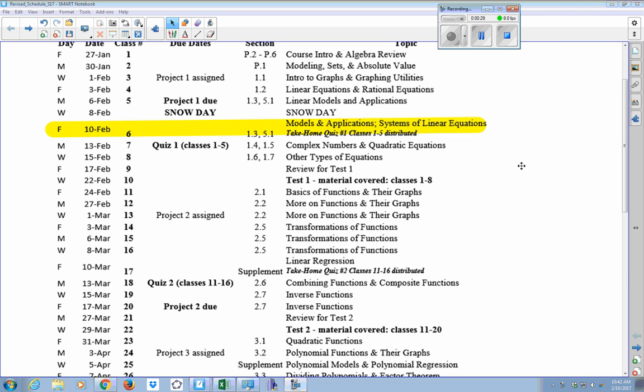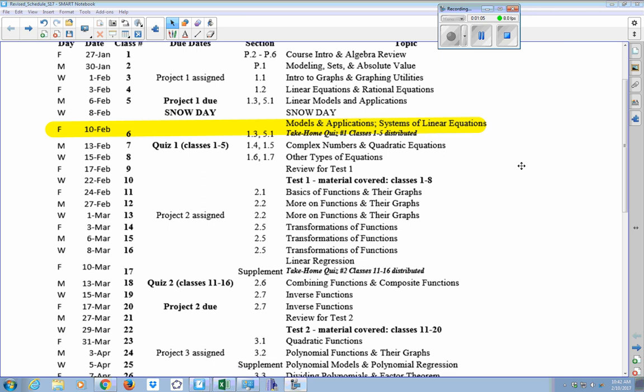I will be distributing the take-home quiz at the end of class, and that's due on Monday. Note that Monday and Wednesday next week will be the last material we cover for the first test. But both of these classes are packed with material. So make sure, if at all possible, you don't miss classes on Monday or Wednesday next week. Okay?